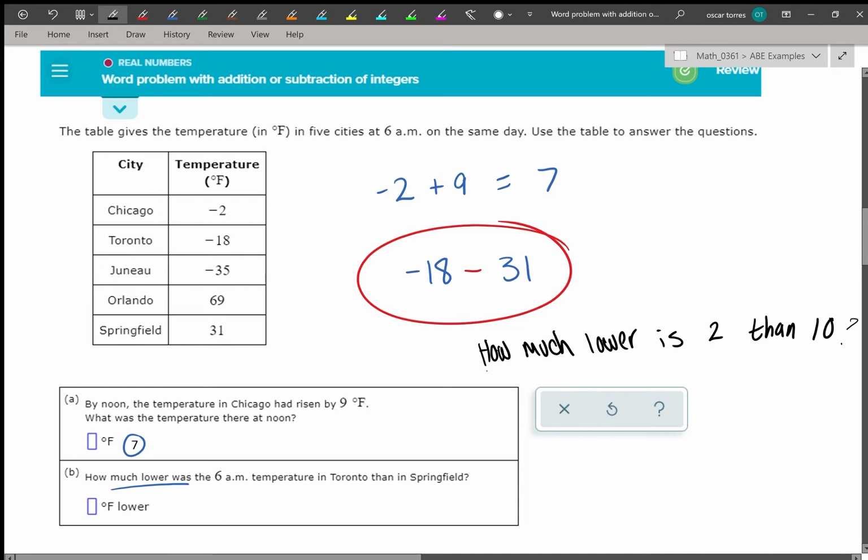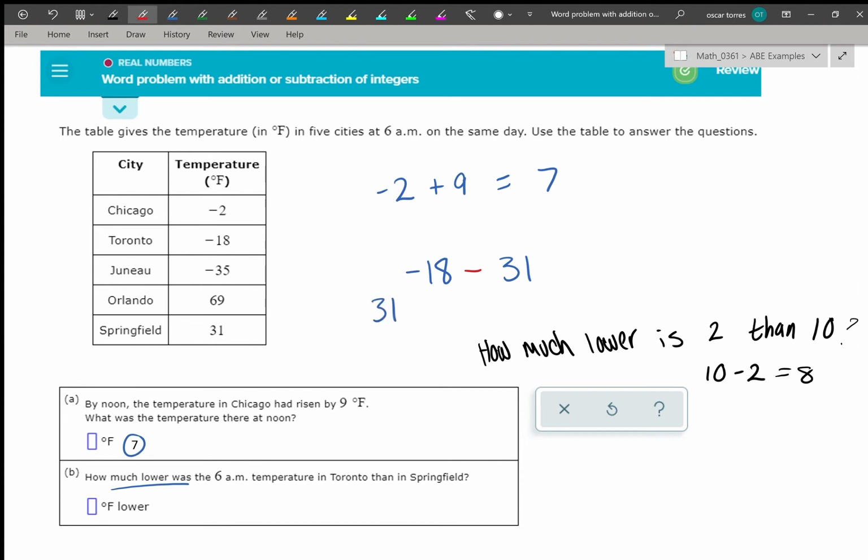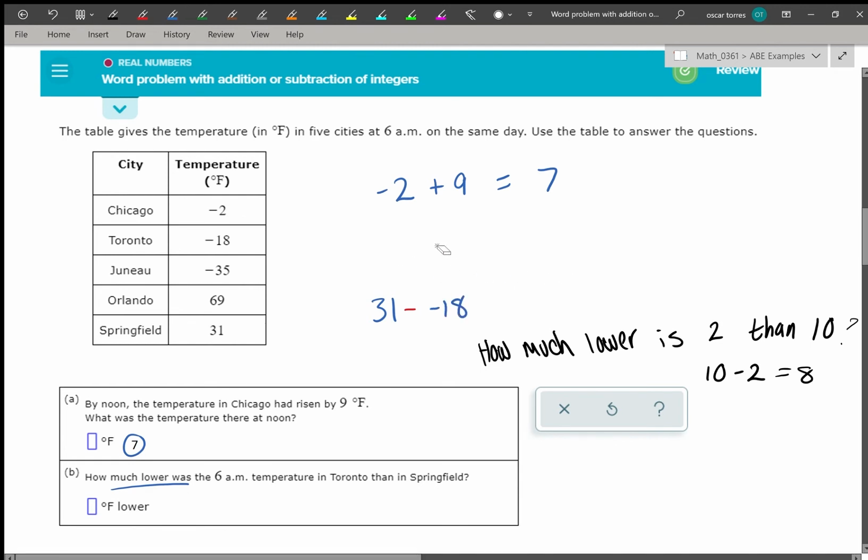If we go back to the previous example of this, how much lower is 2 than 10? The actual math that we're doing is we're taking 10 and we're subtracting 2, because that would give me the number 8, which is the answer to this question. So even though this is written as the temperature in Toronto then in Springfield, we're going to flip the order of the numbers around, just like I flipped the order of the numbers around for this example. So instead of writing it as -18 minus 31, we're going to write it as 31 minus the temperature in Toronto, which is -18. So this would be the proper setup to the problem.